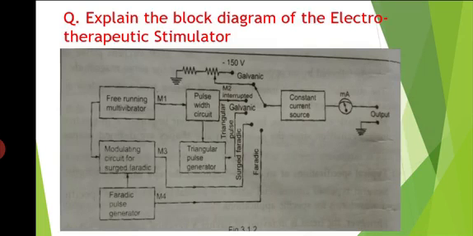Now we will see the block diagram of an electrotherapeutic stimulator. This block diagram is given to generate the different stimulation pulses. In the stimulator, a variable rate multivibrator, M1, is used to set the basic stimulus frequency. The output from the free running multivibrator triggers a monostable multivibrator, M2, which sets the pulse width.